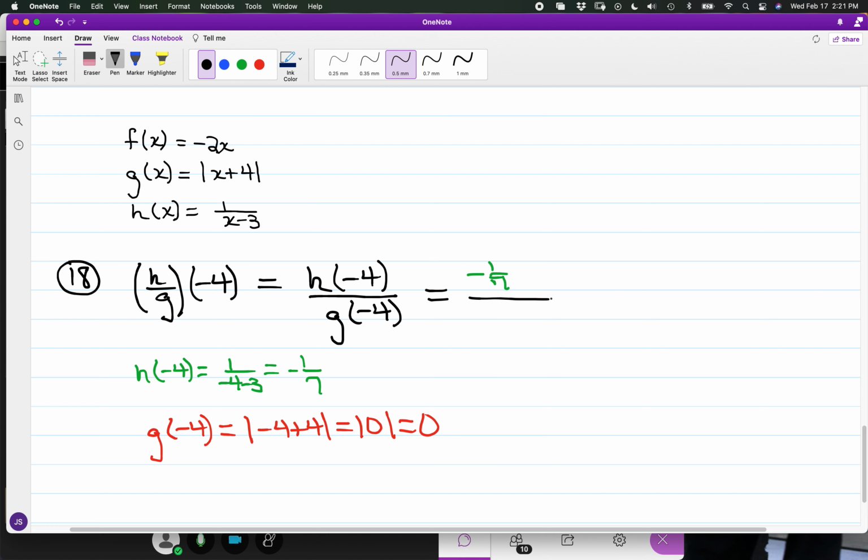And dividing by g of -4. And guess what? g of -4 is 0. Right away, you notice the bottom number is 0. So that means that the outcome for this one is going to be undefined, because in a rational expression, the bottom number cannot be equal to 0.